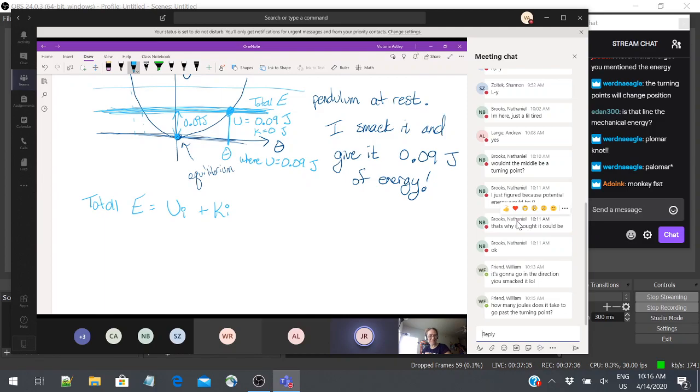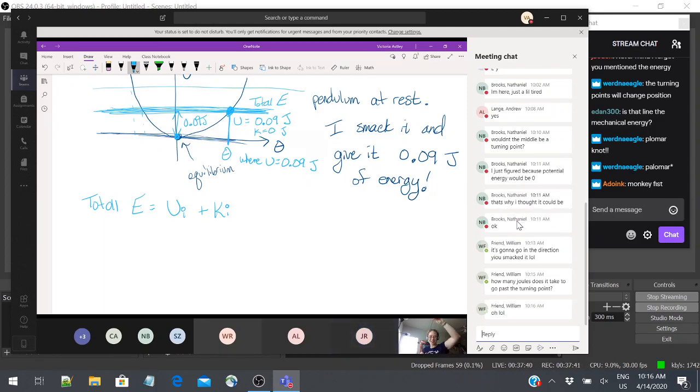So I don't know Palomar knot. I'll have to look that up. Monkey fist, nobody's got time for that. So there we go. That's better.